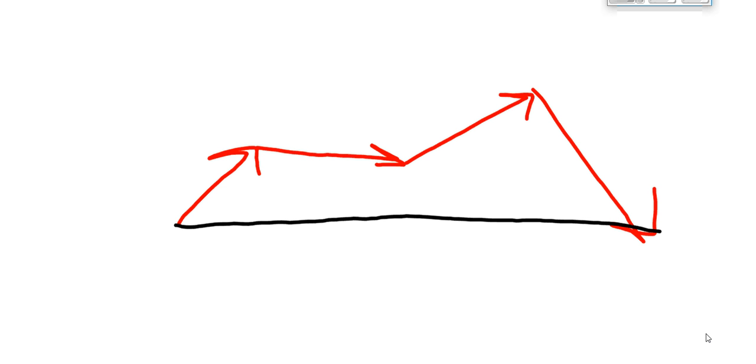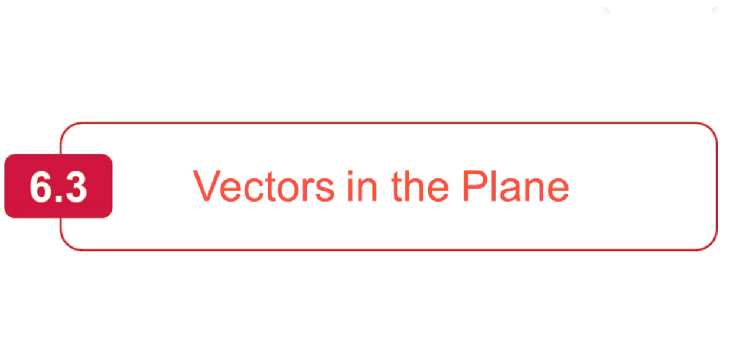A number of years ago, I drew this picture, and I've just always left it there. It's an easy little reminder. A vector is something that tells us direction and distance. If we have these red vectors that you can see here, going up and then across and then up and then down, then the resultant vector starts at the beginning of the beginning and goes to the end of the end. That's what we're going to look at in this one, vectors in the plane.